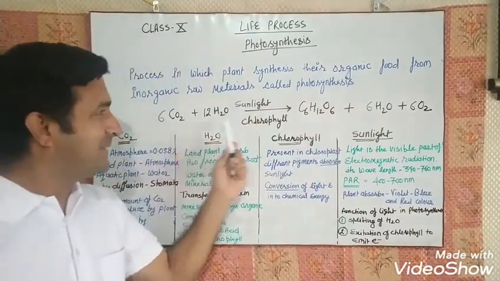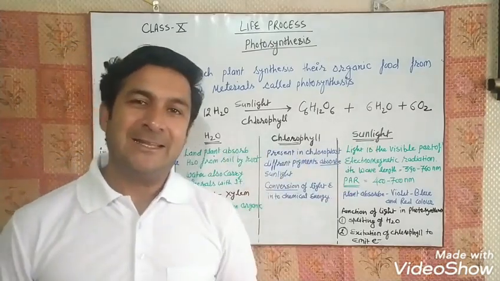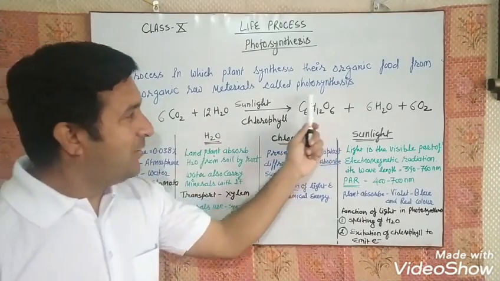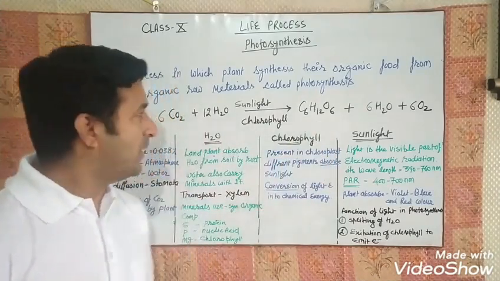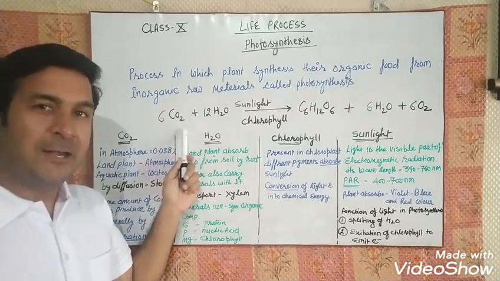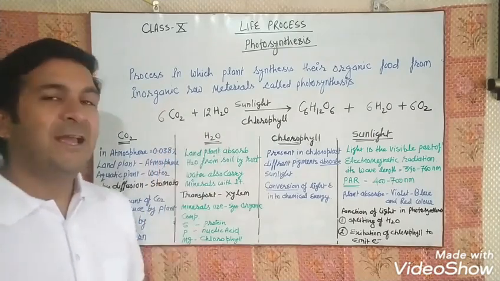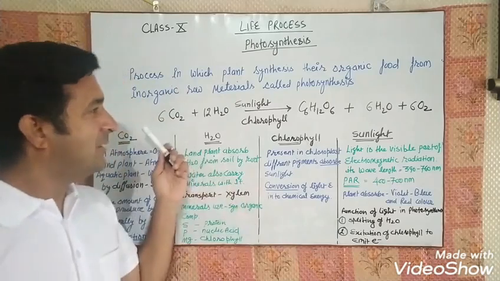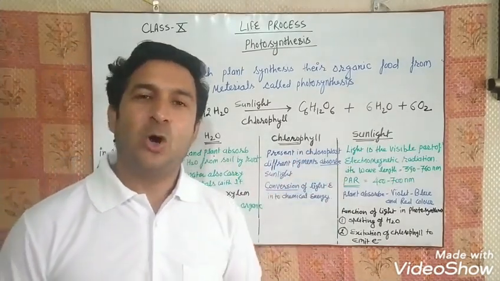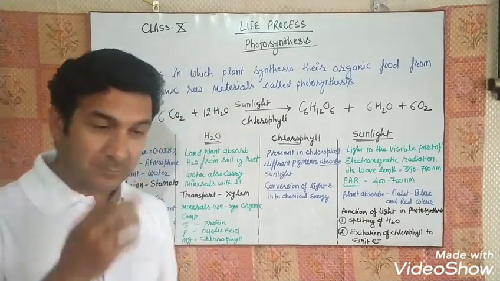So in this chemical reaction, which you have already seen in your junior classes, the organic food is glucose, okay, which is prepared with the help of inorganic raw material, that is carbon dioxide and water. And after completing the process, we also get the beneficial oxygen from the plant.